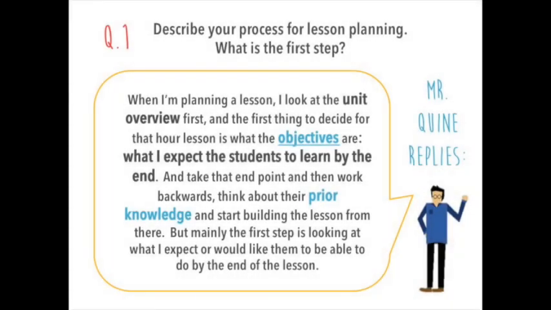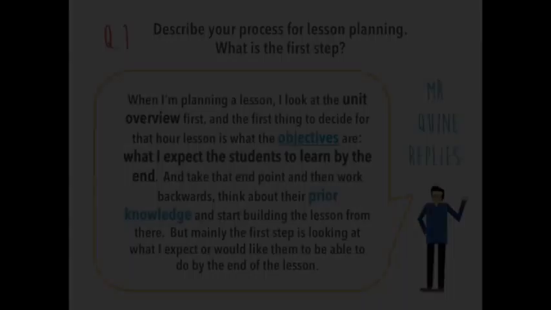So when I'm planning a lesson, I look at the unit overview first, the midterm planning. The first thing is to decide within that hour lesson what the objectives are, what I expect the students to learn by the end. I take that end point and then work backwards. Think about their prior knowledge and start building the lesson from there. But it's mainly the first step is looking at what I would like them to be able to do by the end of the lesson.